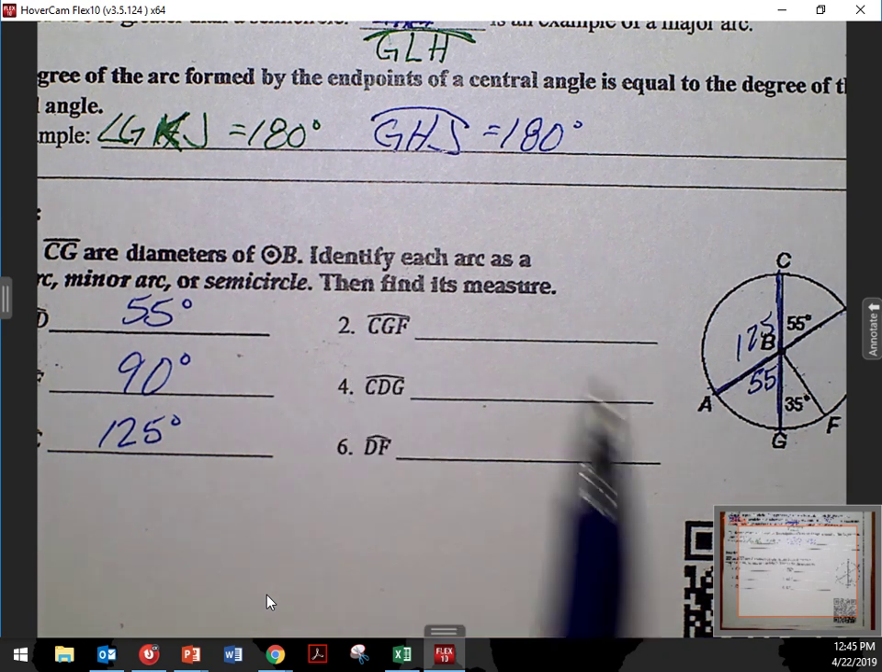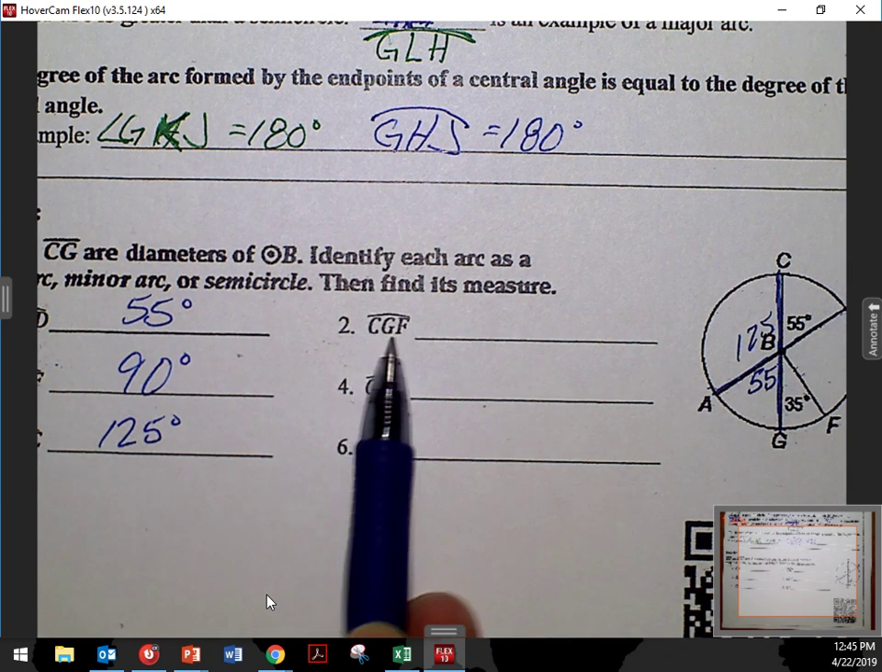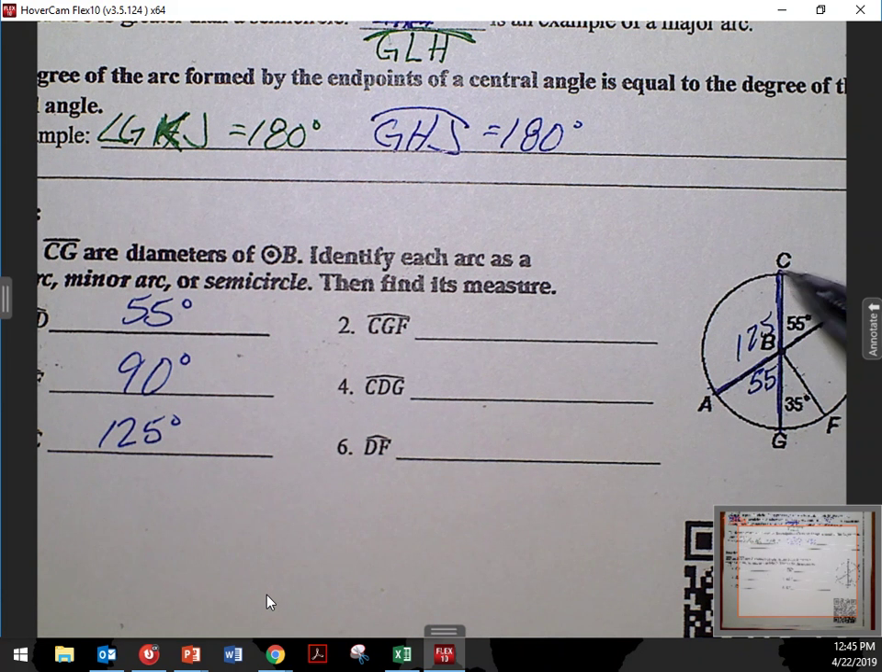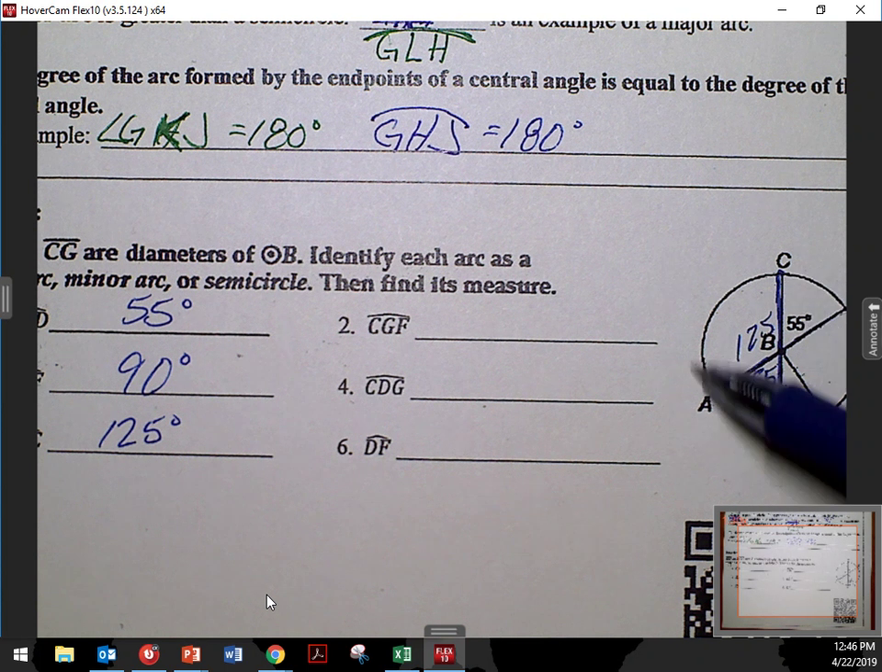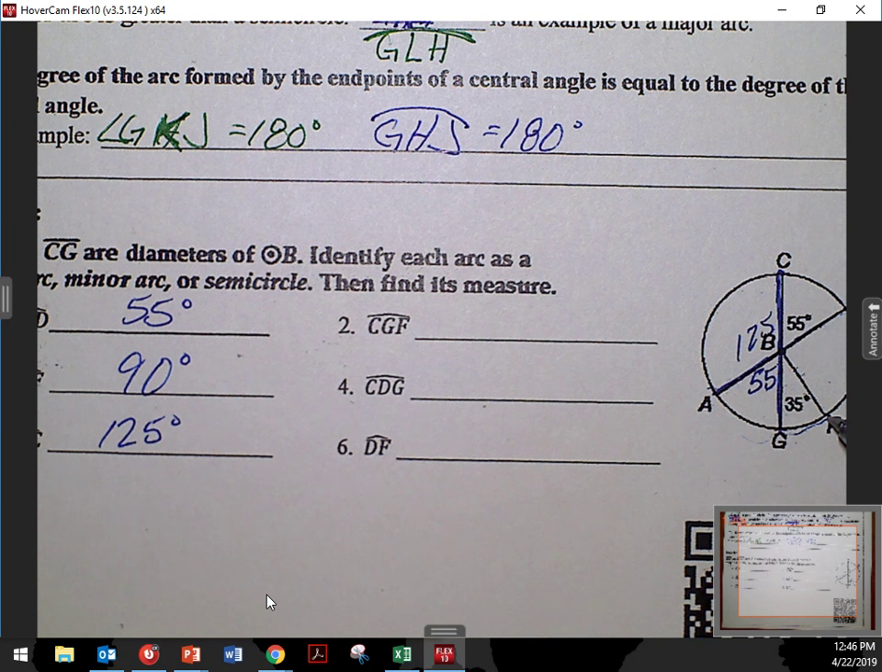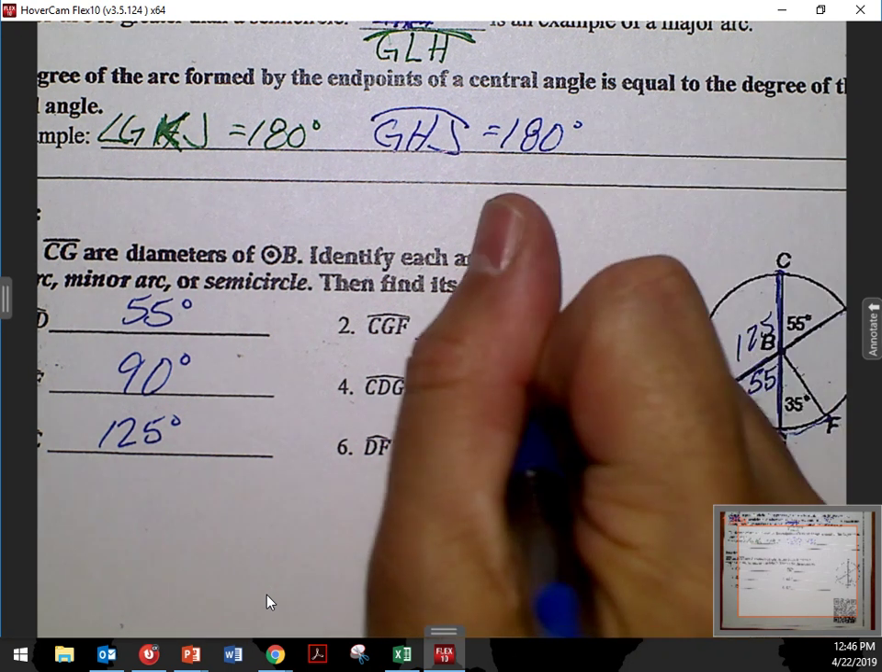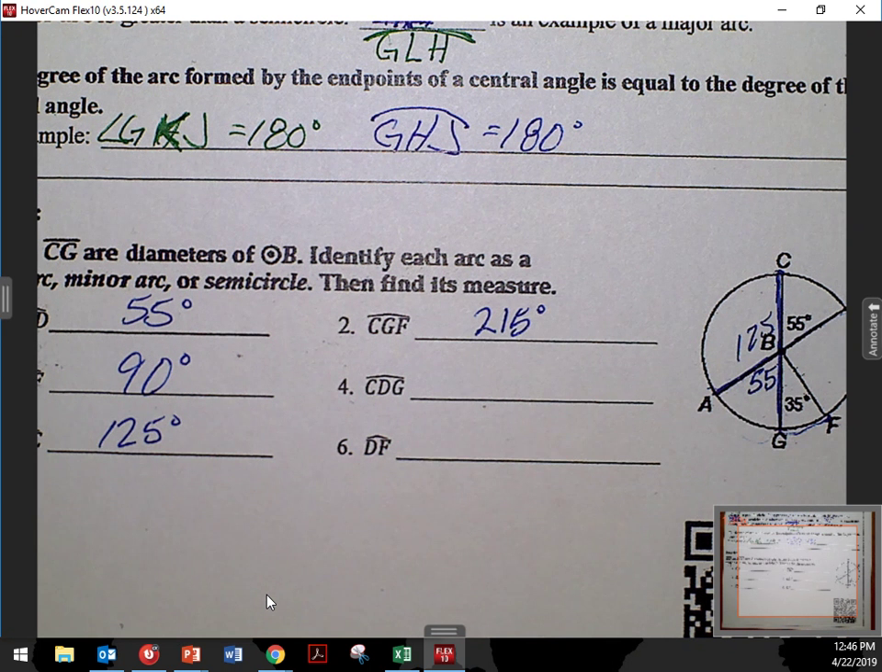Okay, major arc. It has 3 letters: C, G, F. Start at C, go to G, and then go to F. 215. How'd you get that? Just add 55, 35, and 125. So add those 3 together, right? Or we could say it's 180 plus 35.